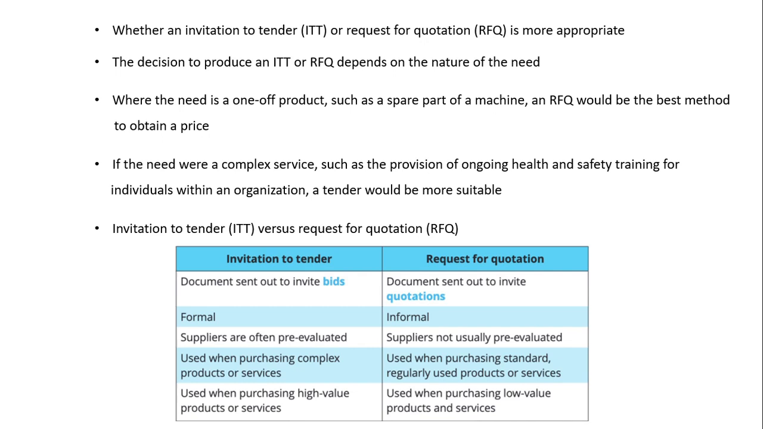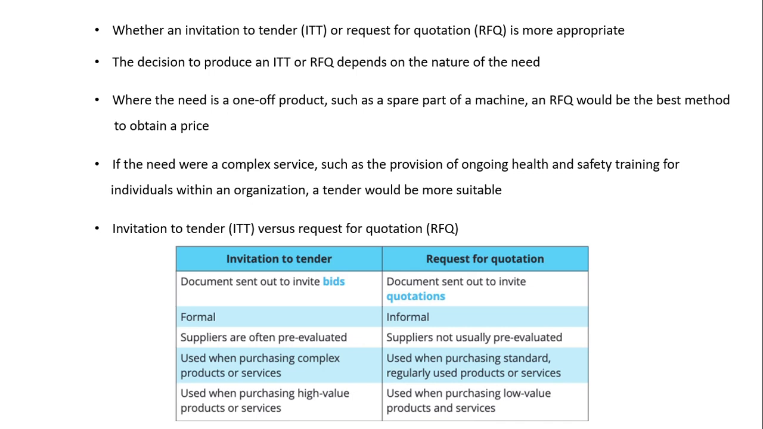Whether an invitation to tender, ITT, or request for quotation, RFQ, is more appropriate. The decision to produce an ITT or RFQ depends on the nature of the need. Where the need is a one-off product, such as a spare part of a machine, an RFQ would be the best method to obtain a price.